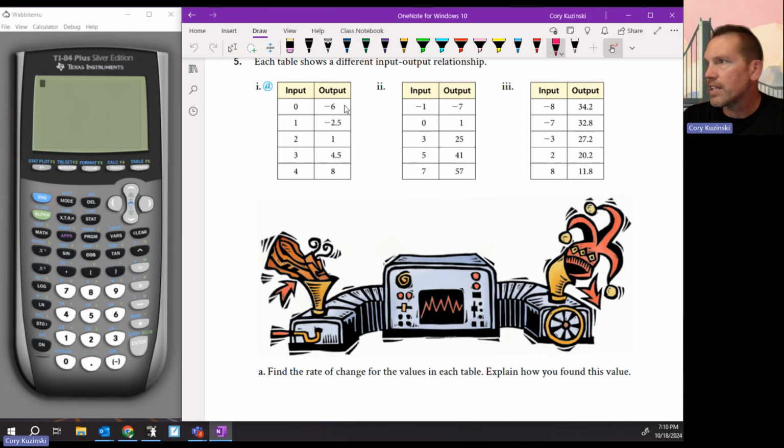I think it's going to be pretty clear that we could just do the difference in the outputs. Difference means subtraction, not division. So negative 2.5 minus negative 6.5 is 4. Be careful too, because we have to look for the input change and make sure it's 1. If it's not, we have to divide by that. But 4 divided by 1 is 4.